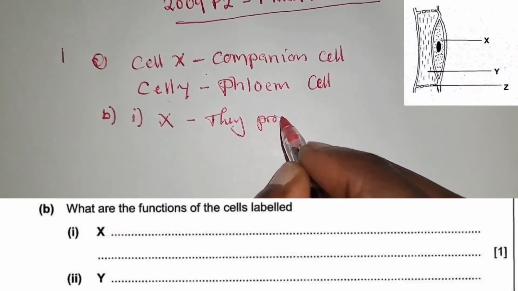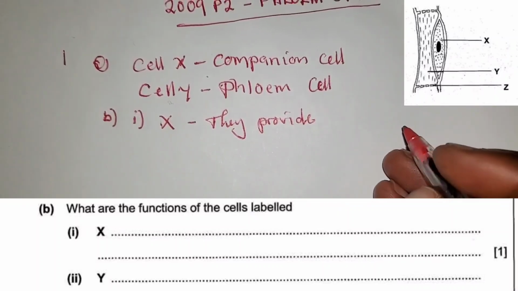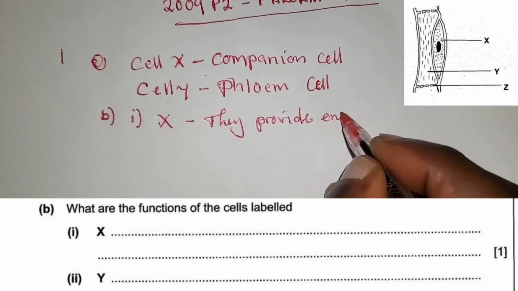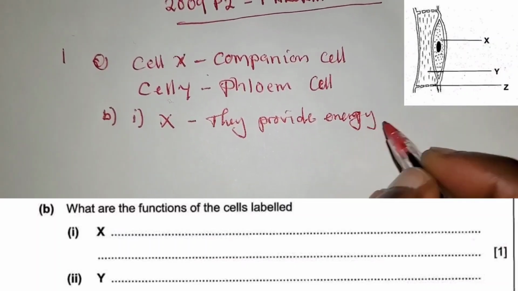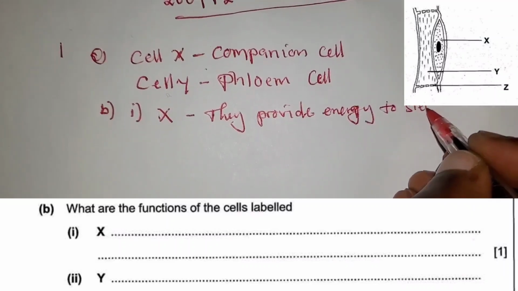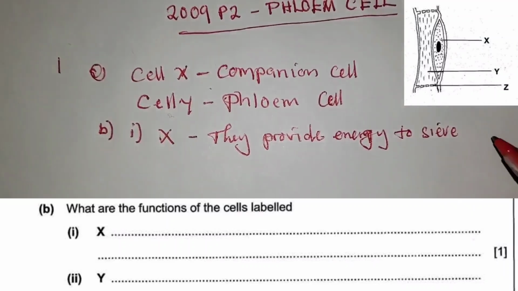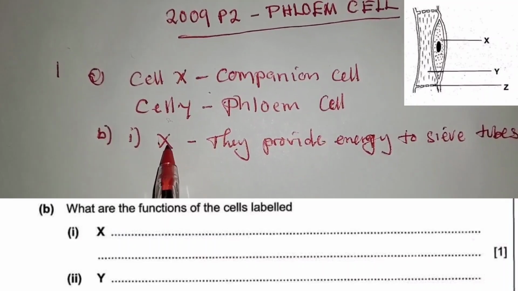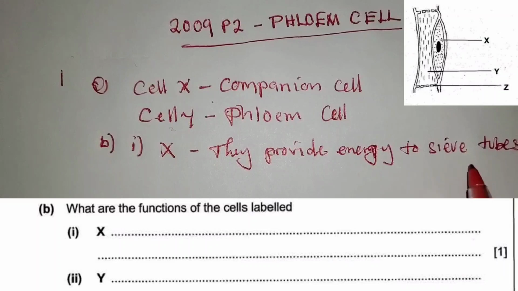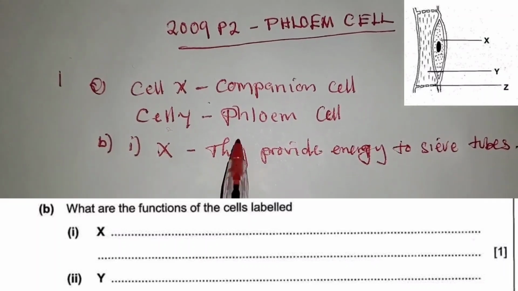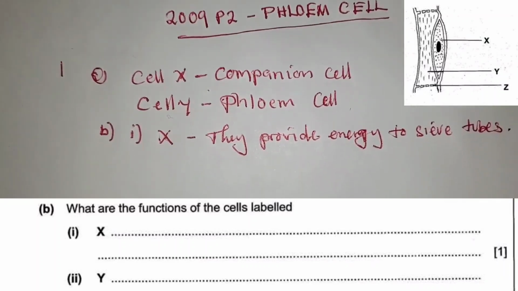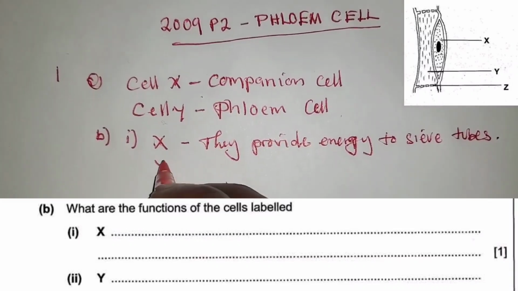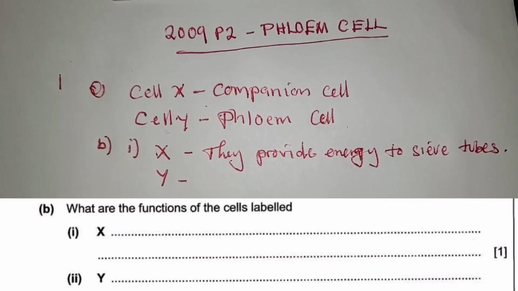So the function of companion cells is they provide or supply energy to sieve tubes. Okay, so cell X provides energy to sieve tube, because companion cells are living cells.